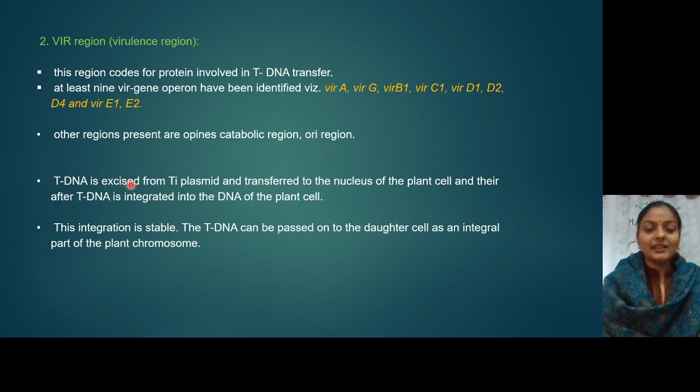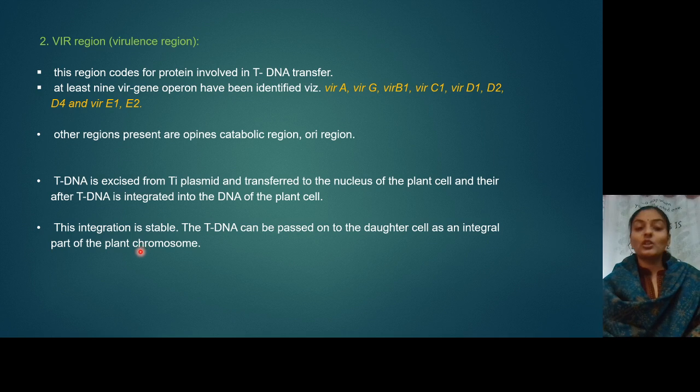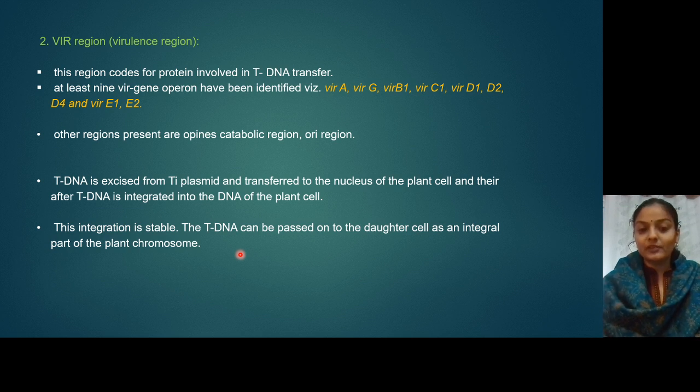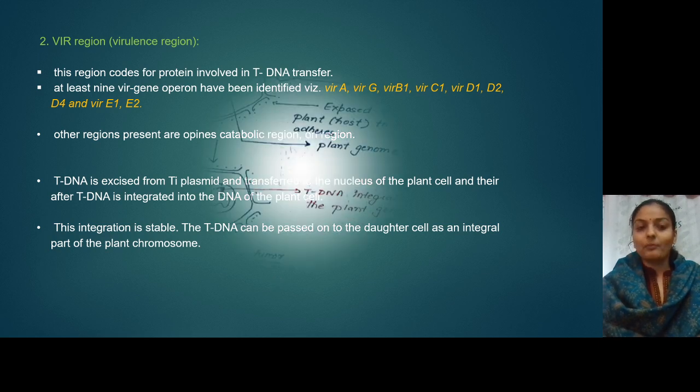So T-DNA is excised from the Ti plasmid, then transferred to the nucleus of the plant cell, and thereafter this T-DNA is integrated into the DNA of the plant cell, and this integration is stable, and the T-DNA can be passed on to the daughter cell as an integral part of the plant cell. It means the tumorous cells which are formed due to the presence of T-DNA all may contain a copy of the T-DNA, because the integration was stable and the daughter cells which are proliferating contain this copy.